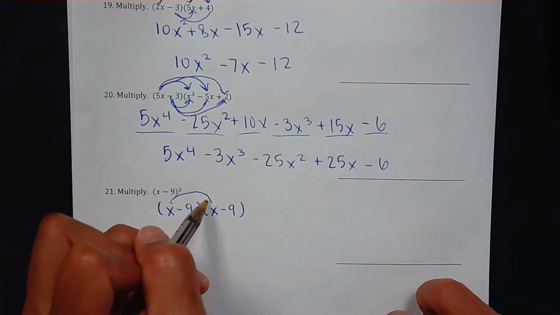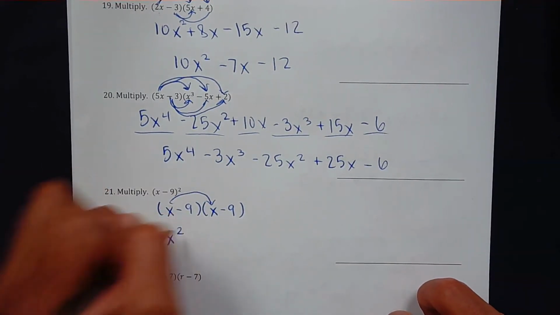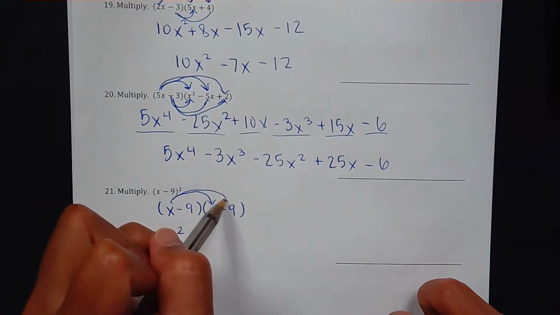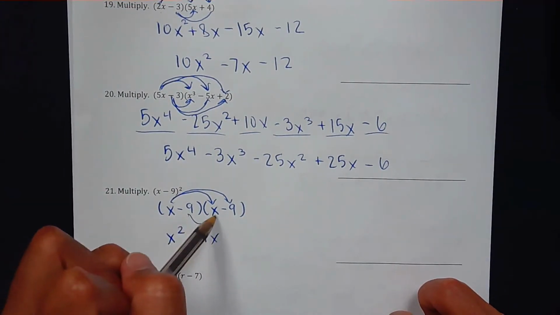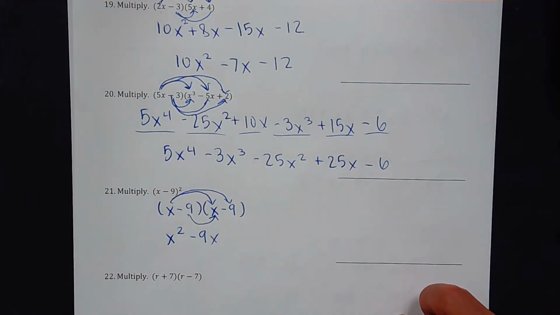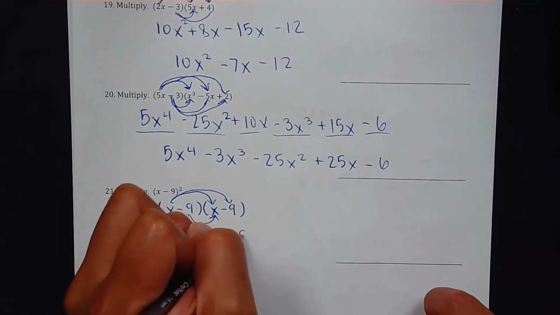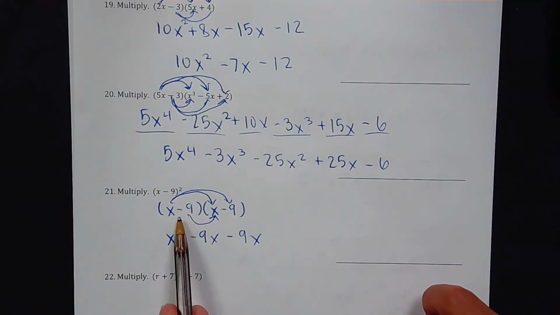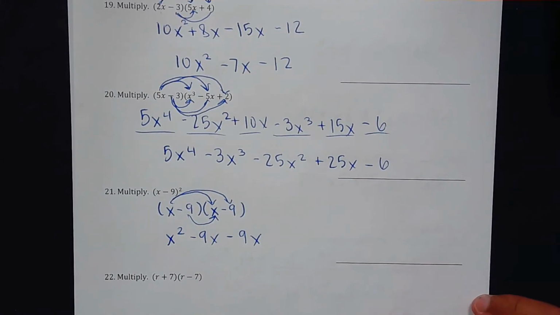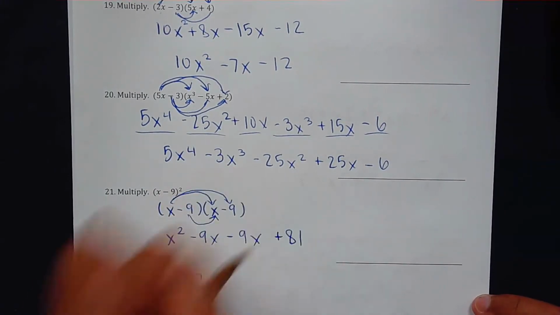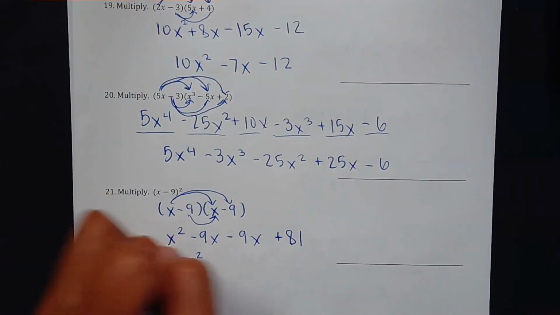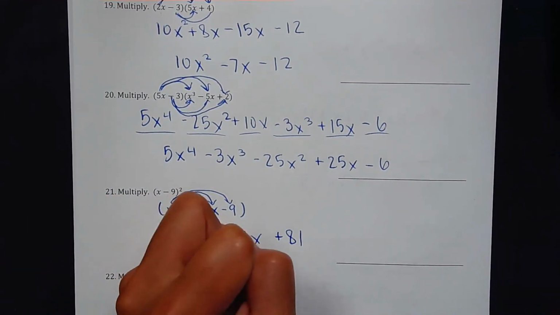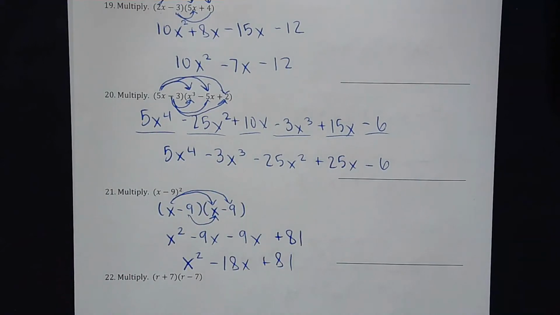x times x gives us x squared. x times negative 9 gives us negative 9x. Negative 9 times x gives us another negative 9x. And then negative 9 multiplied by negative 9 gives us a positive 81. All right, simplifying, combining like terms, our final answer: x squared minus 18x plus 81.